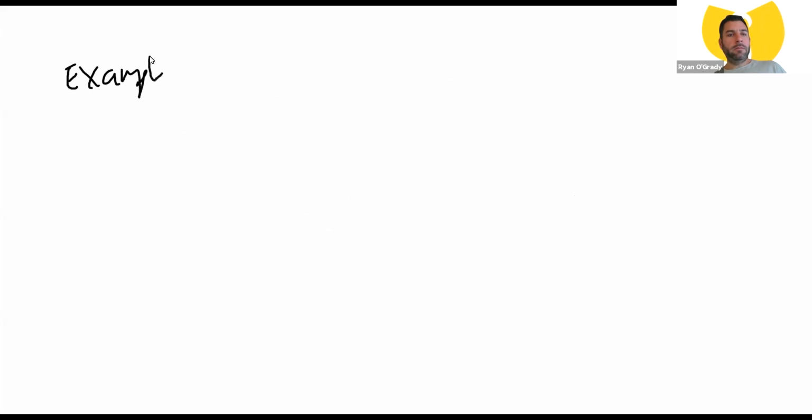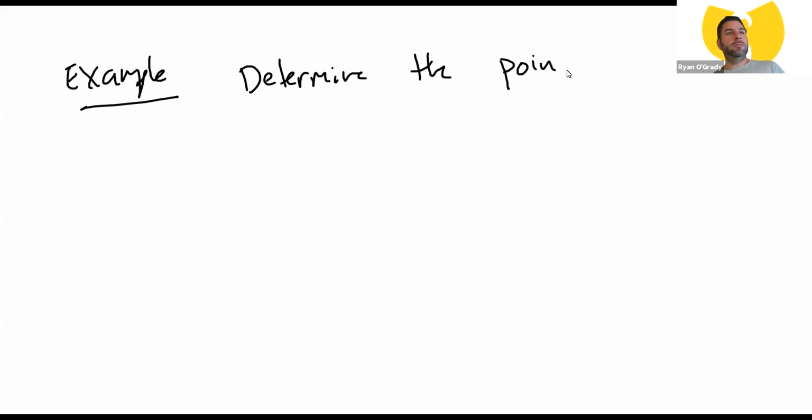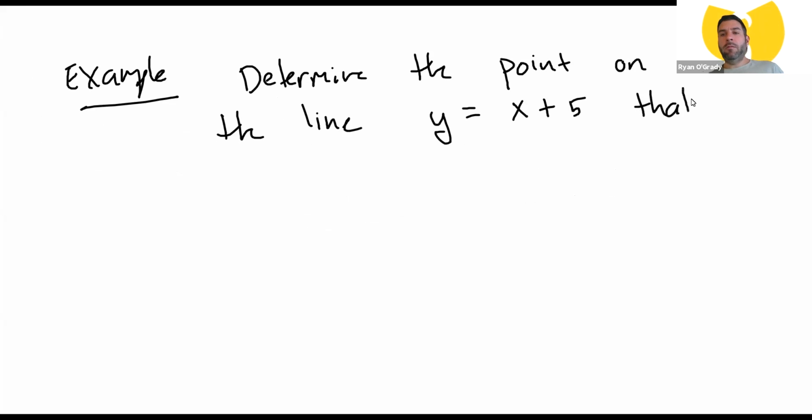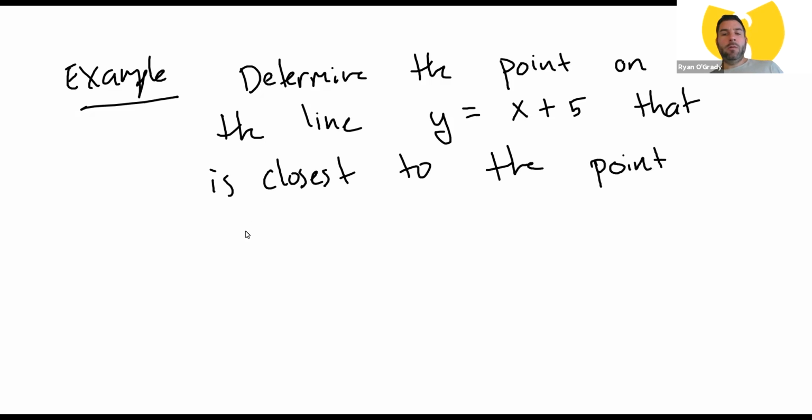Let's do that. Let's determine the point on the line y equals x plus 5 that is closest to the point 10, 0.